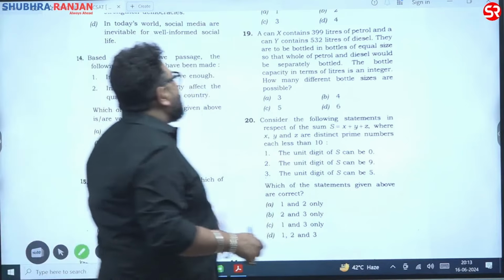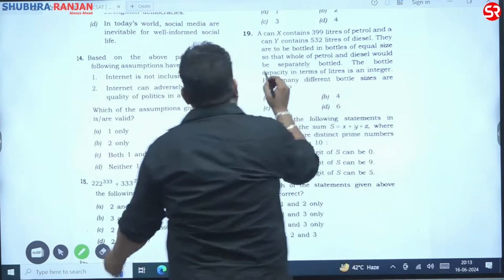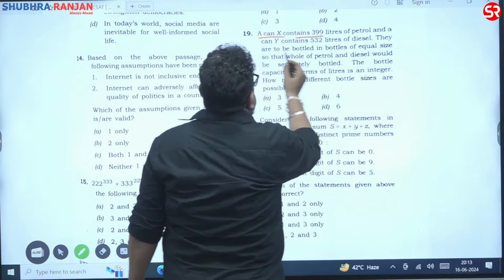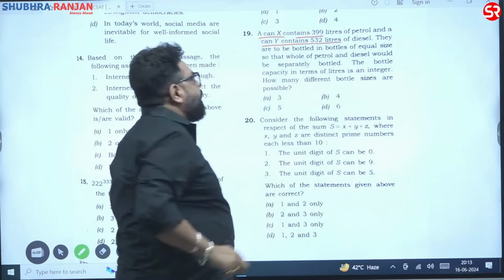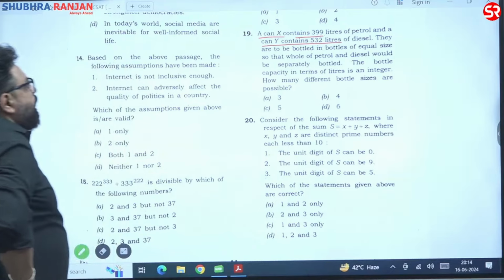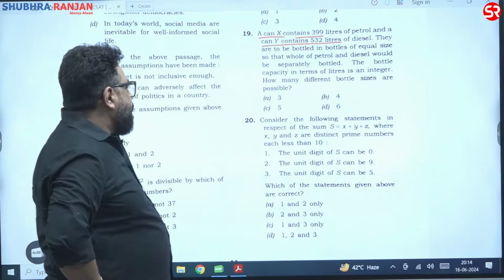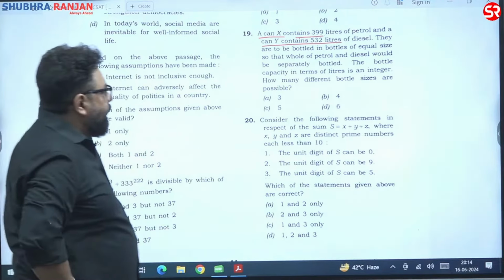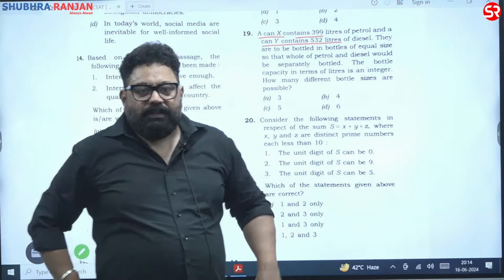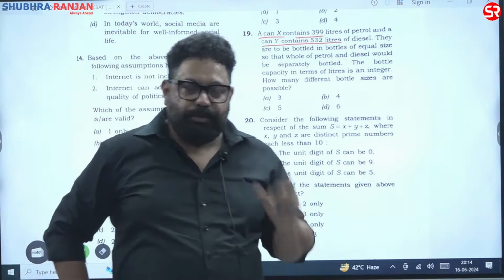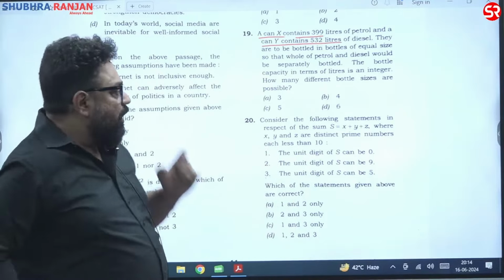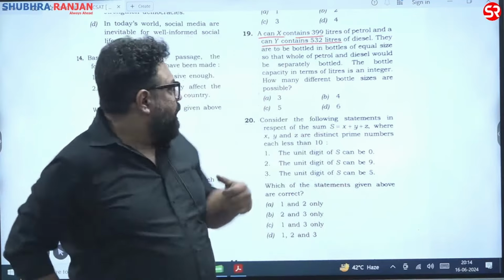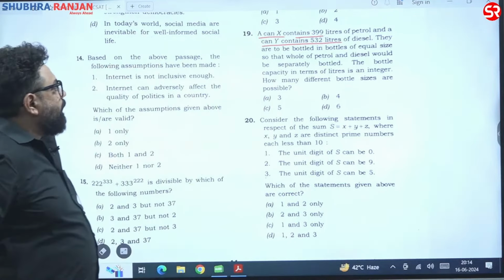He says again, 399, a container, a can X contains 399 liters of petrol and Y contains 532 liters of diesel. They are to be bottled in bottles of equal size so that the whole of the petrol and the whole of the diesel can be separately bottled. Go back to HCF. I told you whenever you have two numbers and you have to equally portion them, you have to use HCF. So he is looking for the HCF, the bottle capacity in terms of liters.